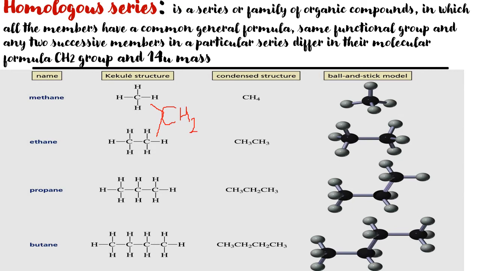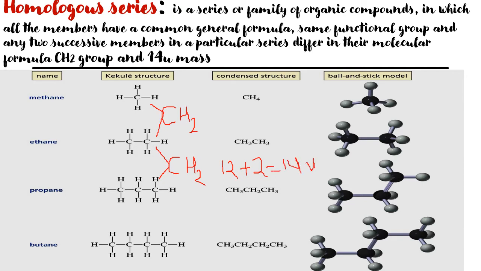That means the group is CH2 group. Likewise, between ethane and propane, again you can check here, ethane formula C2H6, propane C3H8. That means the difference between the two is 1 unit of carbon atom and 2 units of hydrogen atoms. And the mass, 1 unit of carbon has 12 U and 1 unit of hydrogen has 1 U. For 2 units, 2. So total mass difference is 12 plus 2, 14 U of mass.